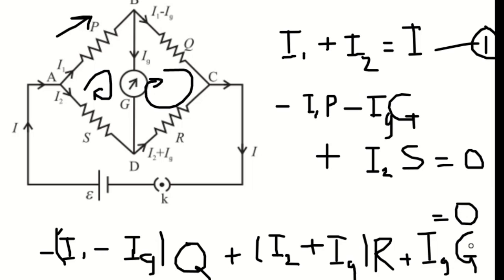Now if we consider the current through this galvanometer, that is Ig is equal to 0, means what? The current is not splitting here. The current from A to B is moving directly from B to C, and it is not moving from B to G. Then we can cancel out Ig from these two equations, equation number 2 and equation number 3. So this term will get cancelled, this term will get cancelled, and this term will also get cancelled. This term will also get cancelled.